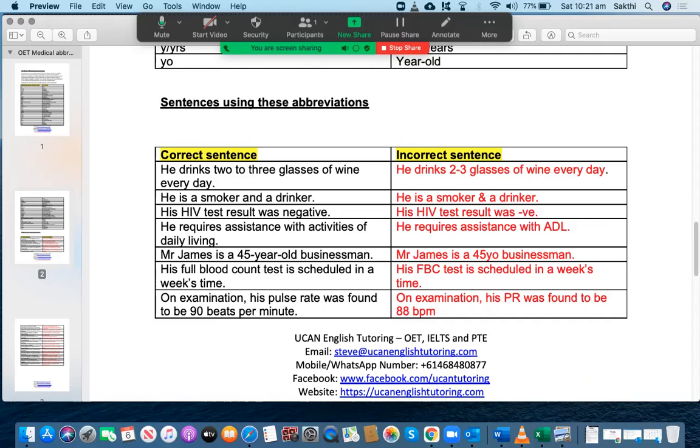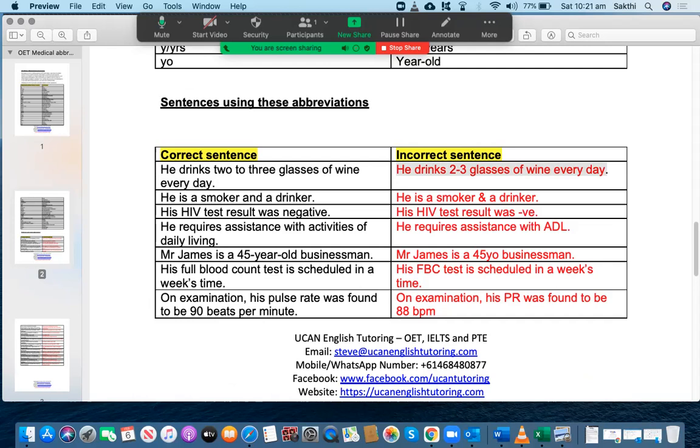All right. I've got a list of sentences using these abbreviations. Let's go through them one by one. Look at this. The way we need to write down is this. This is the correct sentence. Okay, let's look at this. He drinks 2 to 3 glasses of wine every day. Do you remember that the first symbol I used was the hyphen, and I have mentioned it to mean "to". So look at this.